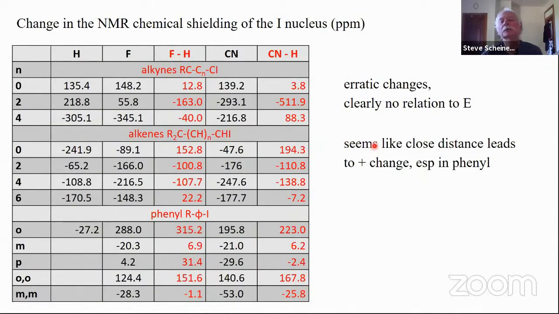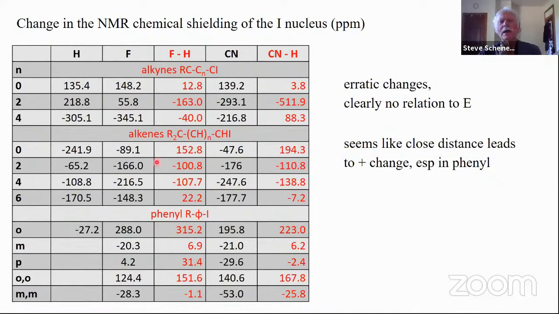Now in hydrogen bonds, some of the techniques that have shown very good usefulness are the shifts in the chemical shielding of various nuclei. In particular, in hydrogen bonds, it's the proton. Well, here we're not talking about hydrogen bonds, we're talking about halogen bonds. So the I is the bridging atom. And this is the change in its shielding in these same patterns.